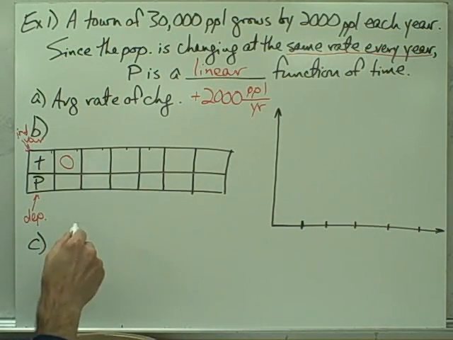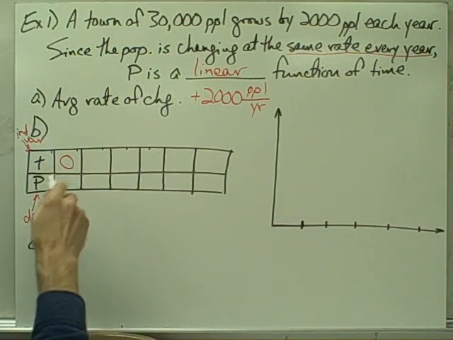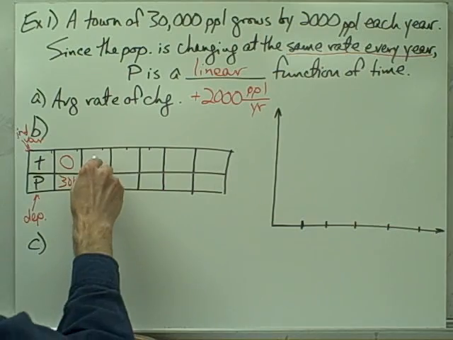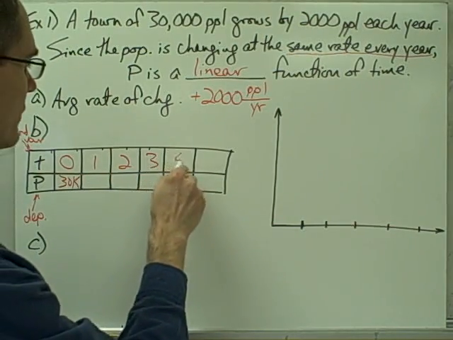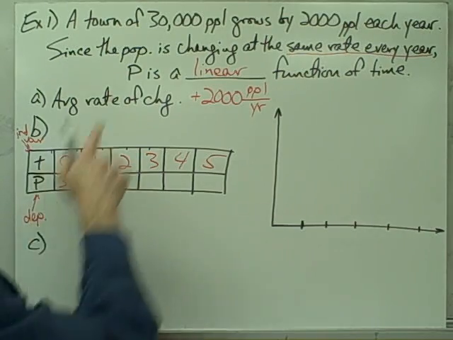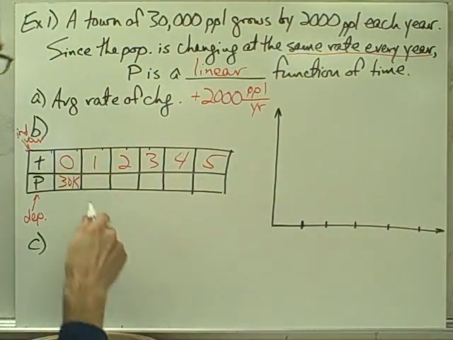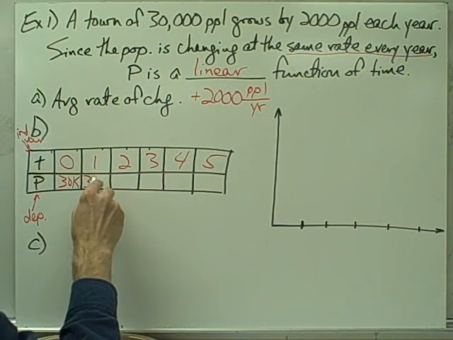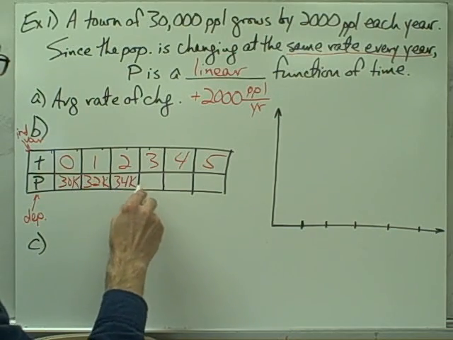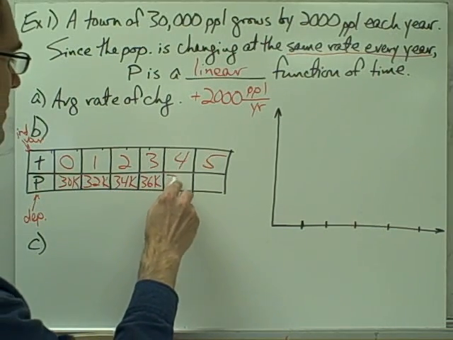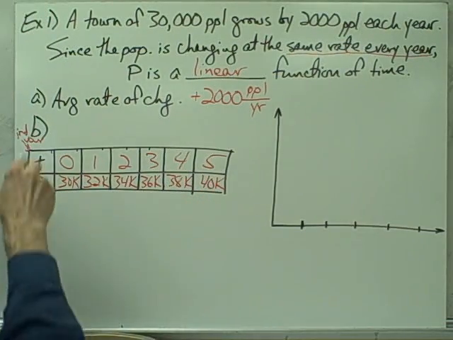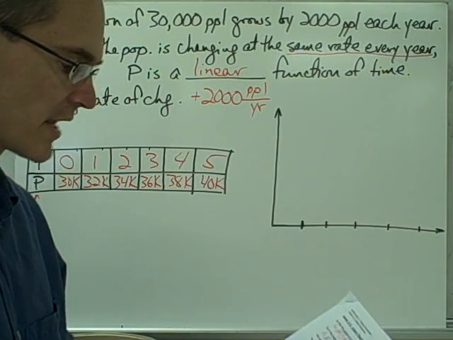So I'm going to start with time t equals 0 when my population is 30,000, and then I'm going to have it for every year, 1, 2, 3, 4, and 5 years after that. So if I start at time 0 with a population of 30,000, my population is growing by 2,000 people every year, so that means after 1 year I'm going to have 32,000 people, the next year I'm going to have 34,000, then 36,000, then 38,000, and then 40,000. All right, so here's my table. It gives the town's population.